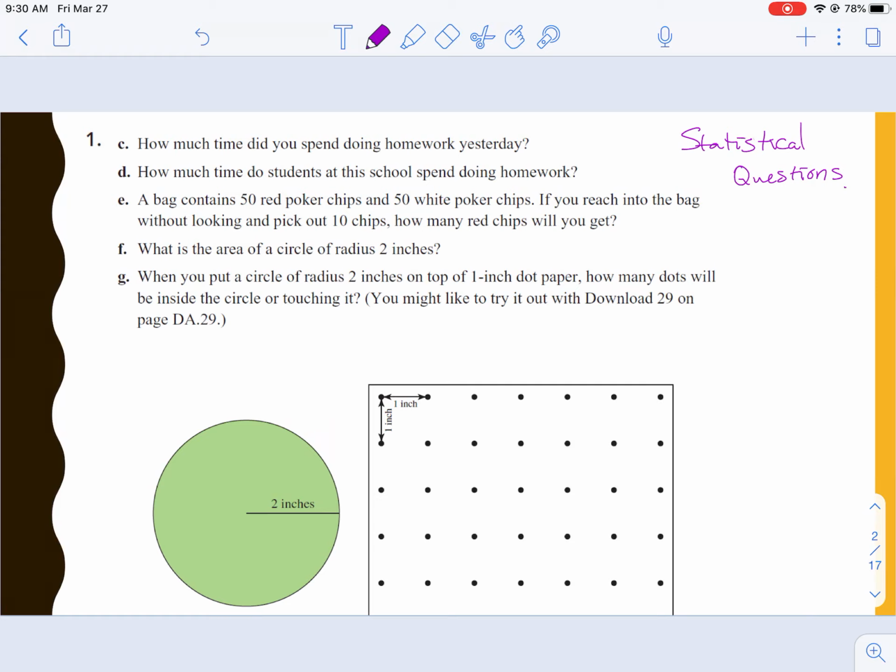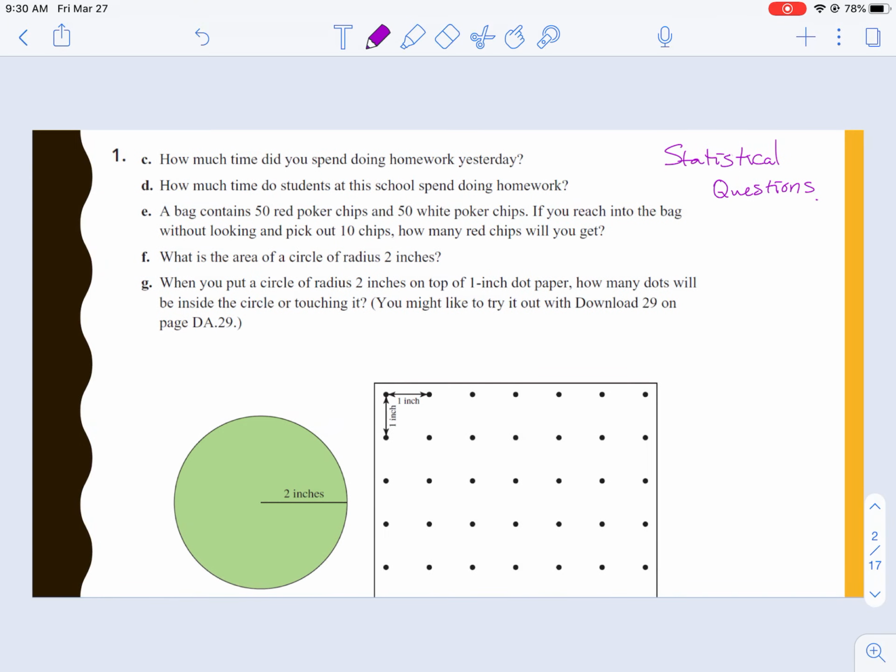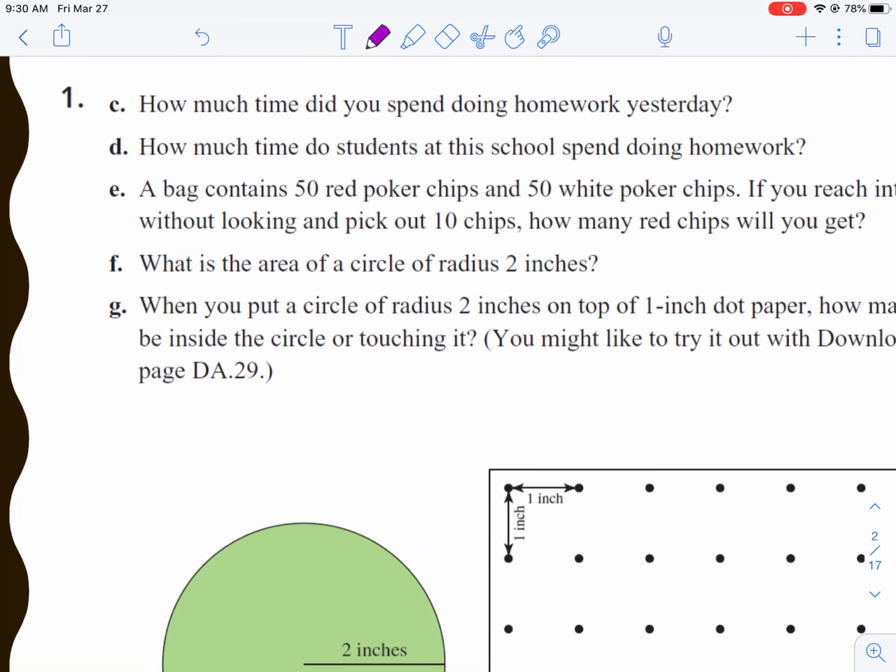There's really not, I haven't given you any guidance here, just statistical questions and those that aren't. So what do you think? How much time did you spend doing homework yesterday? That one is not a statistical question. How much time do students at the school spend doing homework? That would be a statistical question.